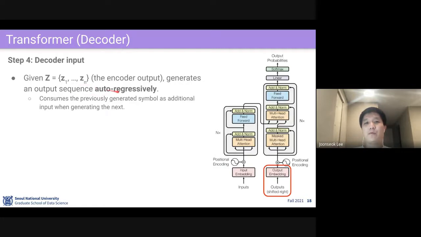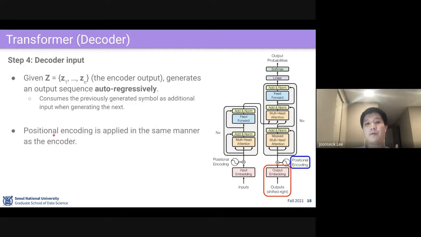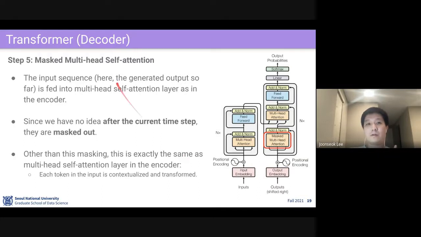So they output auto-regressively. The input is the output sequence generated so far, and that is given here. And then it outputs the next word. And then it repeats, including that, until it meets the end of sentence signal. So it consumes the previously generated symbols as additional input when generating the next. And the positional encoding is exactly the same as before in the encoder. So here, they are going to go through two attention heads.